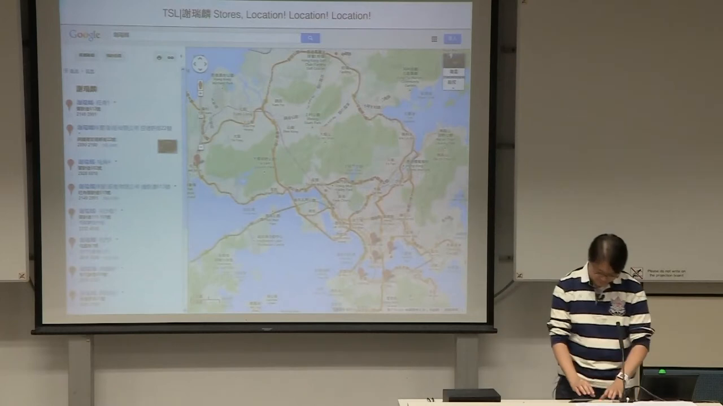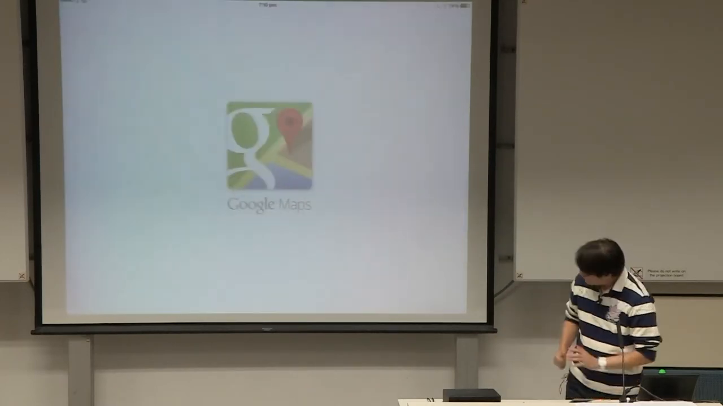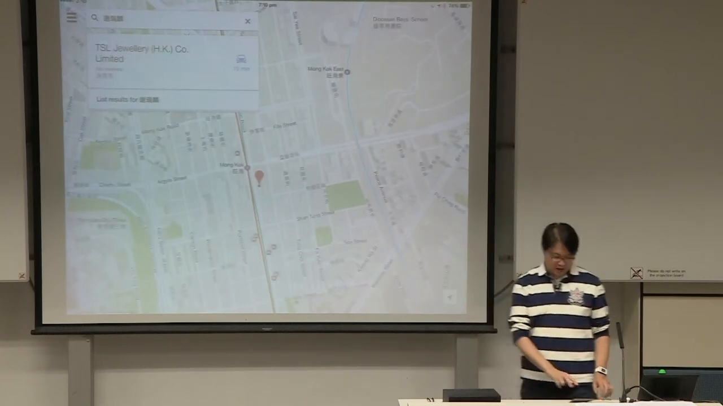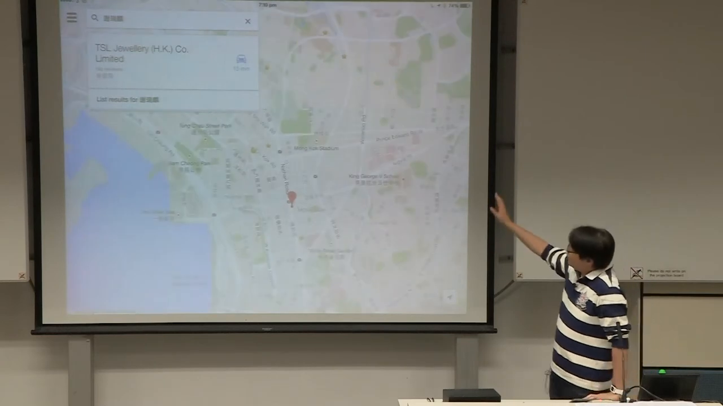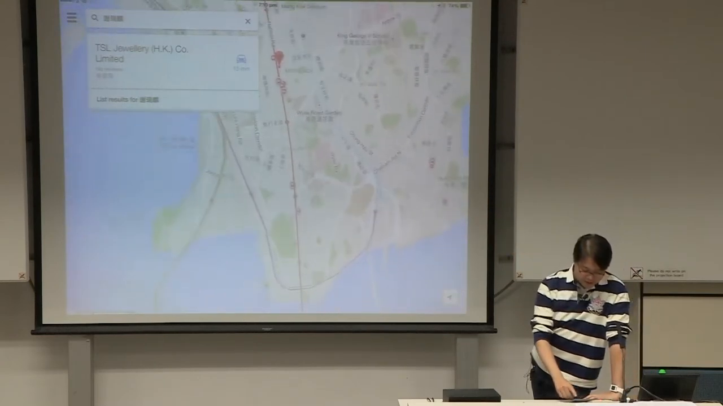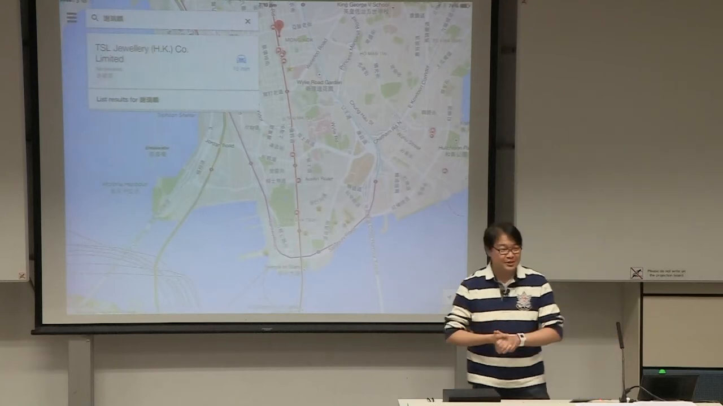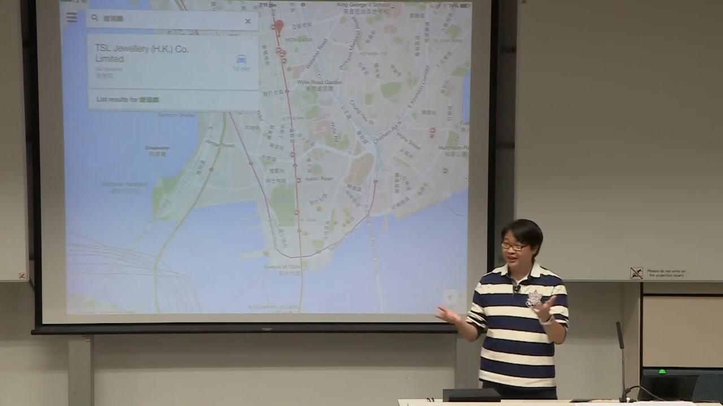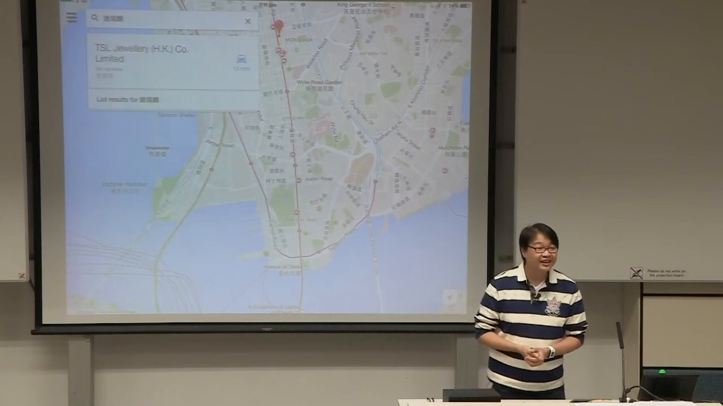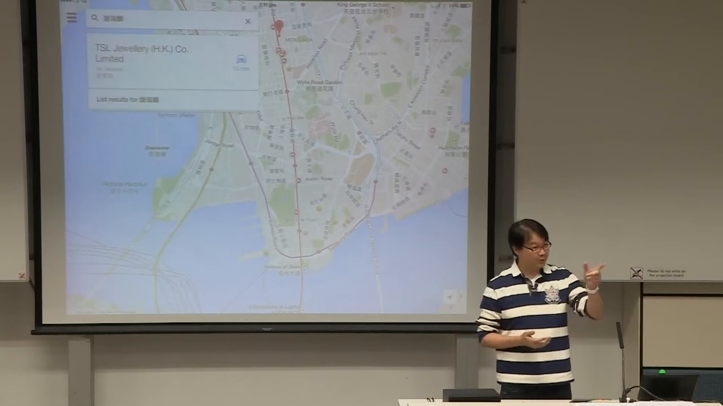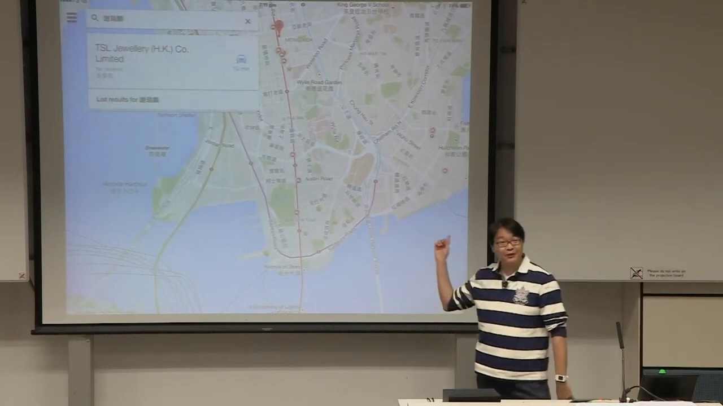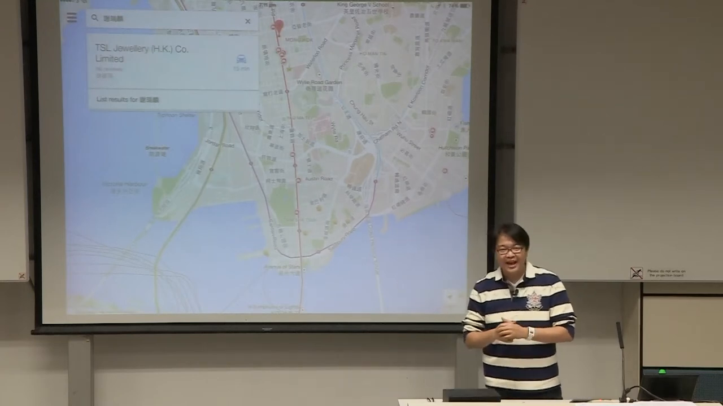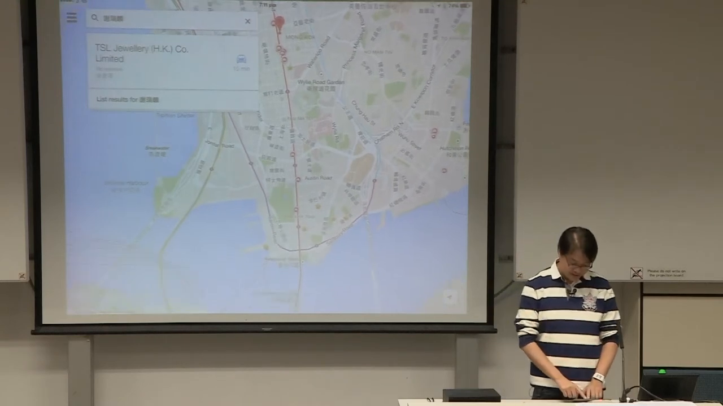This is Google Map, and this is Hong Kong. When we look at the whole of Hong Kong, where would you guess the most expensive rent is? Causeway Bay, yeah, good idea. Any other guess? Central, okay. Canton Road, yeah, obviously. Another very expensive place, if you count by square feet, beats Ginza in Japan and Manhattan. It's actually in MK.